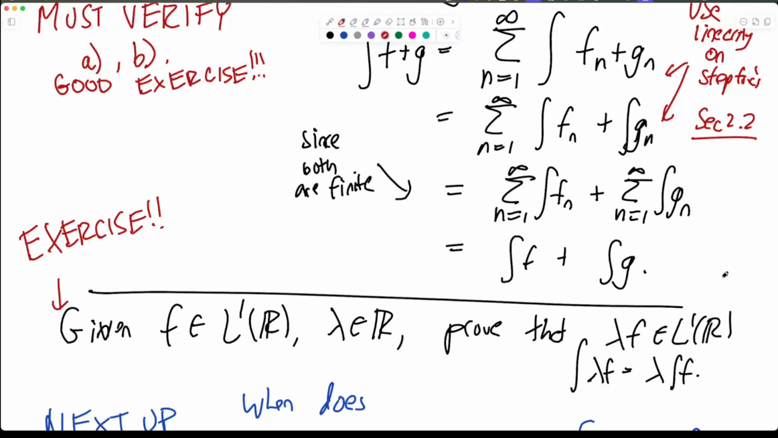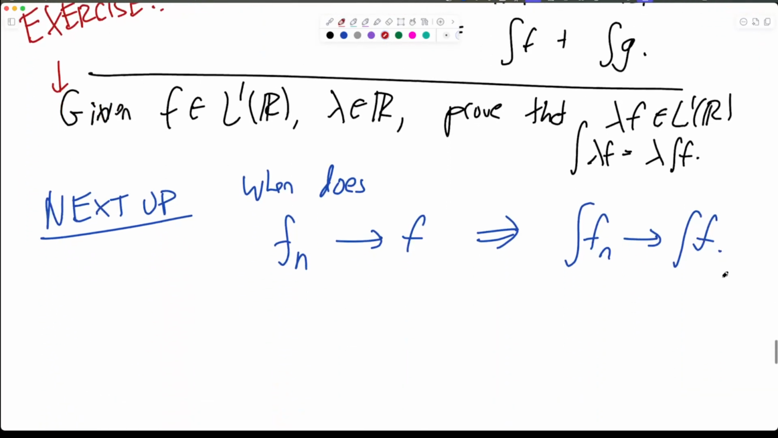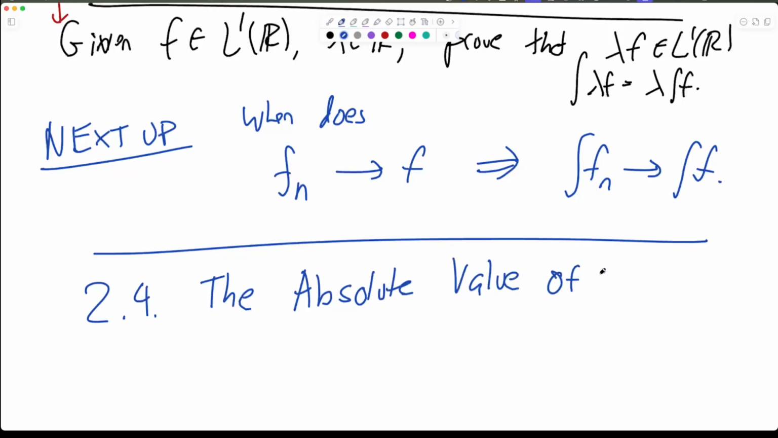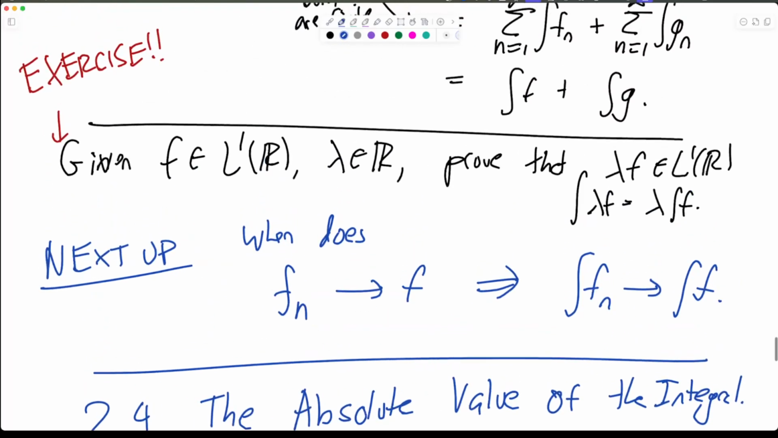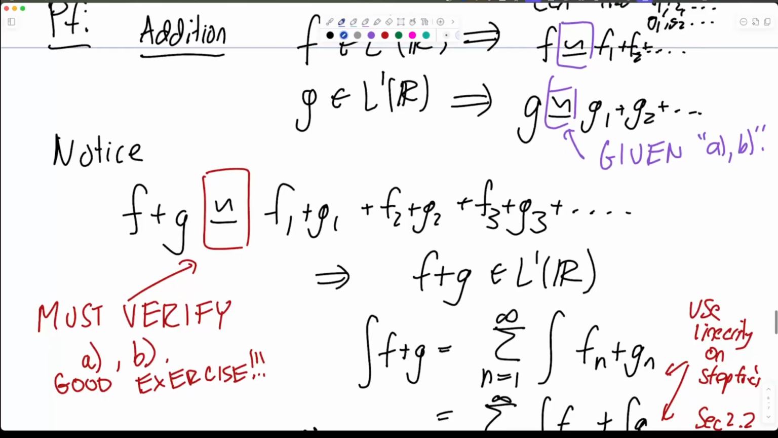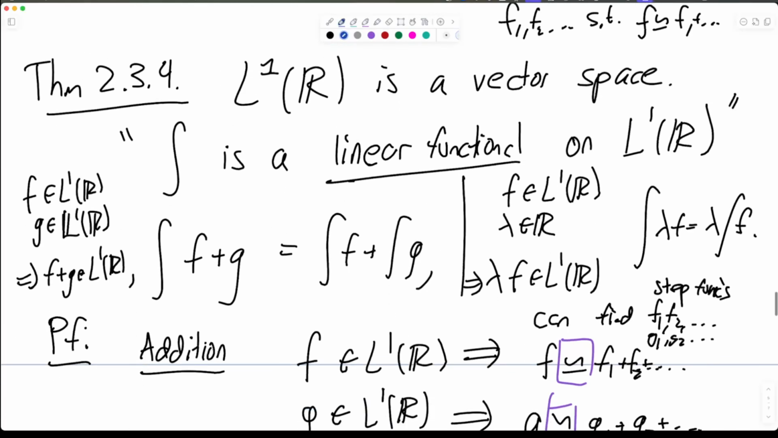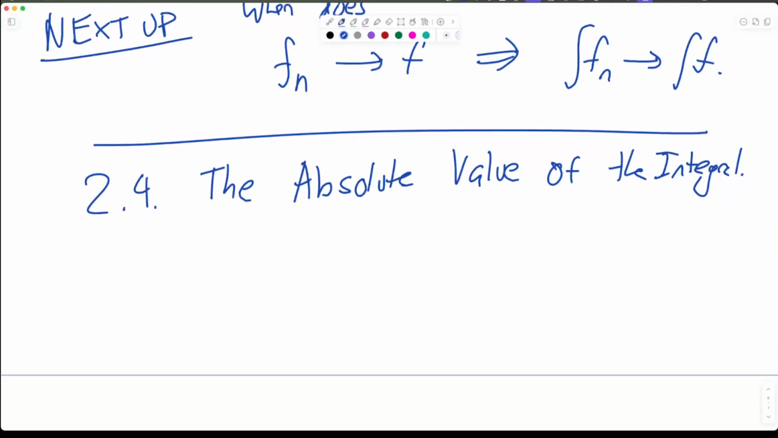Okay, so the first thing we're going to do, I think the first proof in 2.4 in the last little bit here. Section 2.4 is called the absolute value of the integral. The first thing you might notice is I called this space L1, and I said that it is a vector space, right? L1 is a vector space. Vector space means you can add things together, you can scalar multiply, but not only is L1 a vector space, it is a normed vector space. So this is the goal.